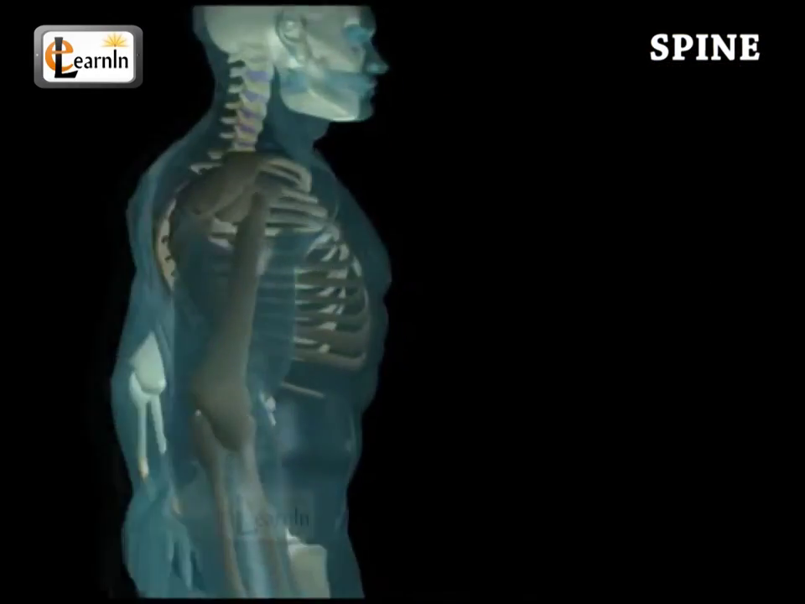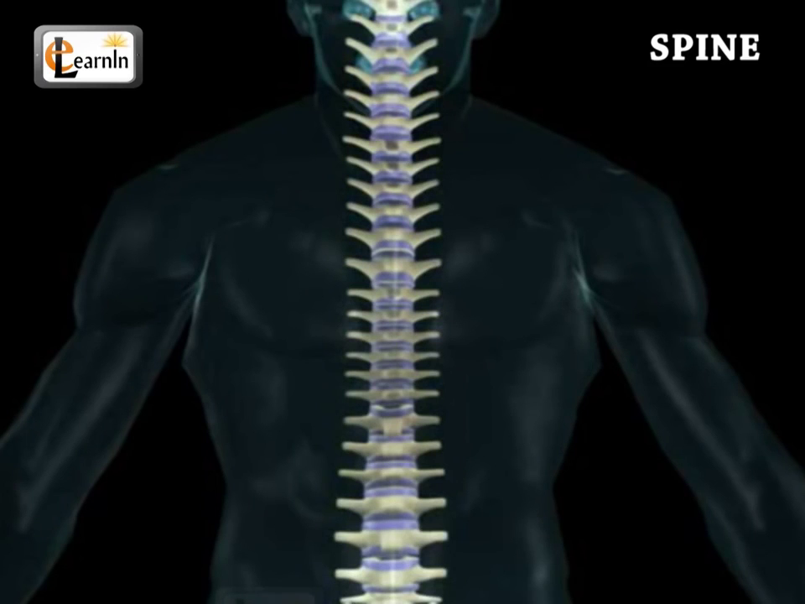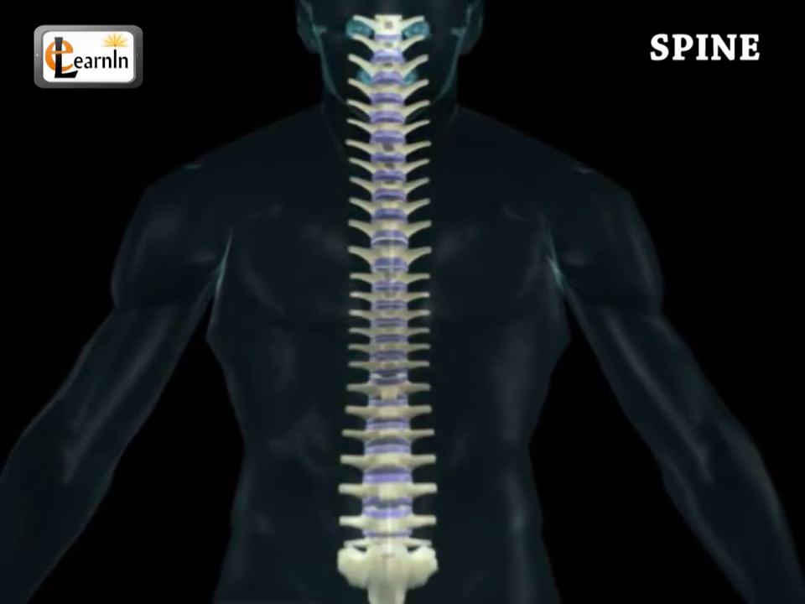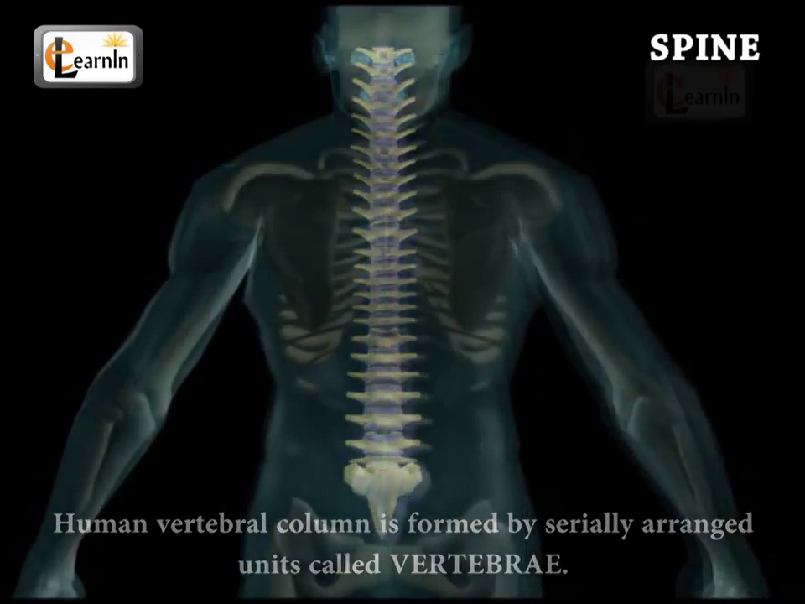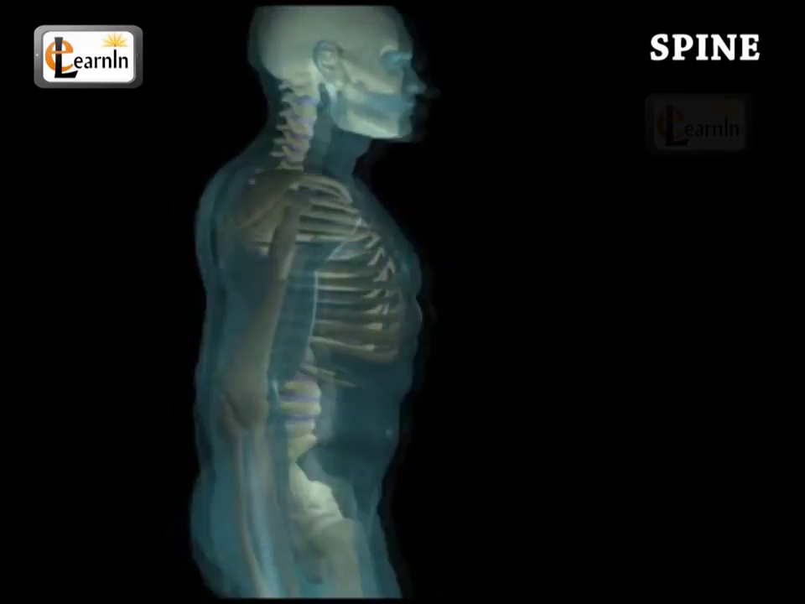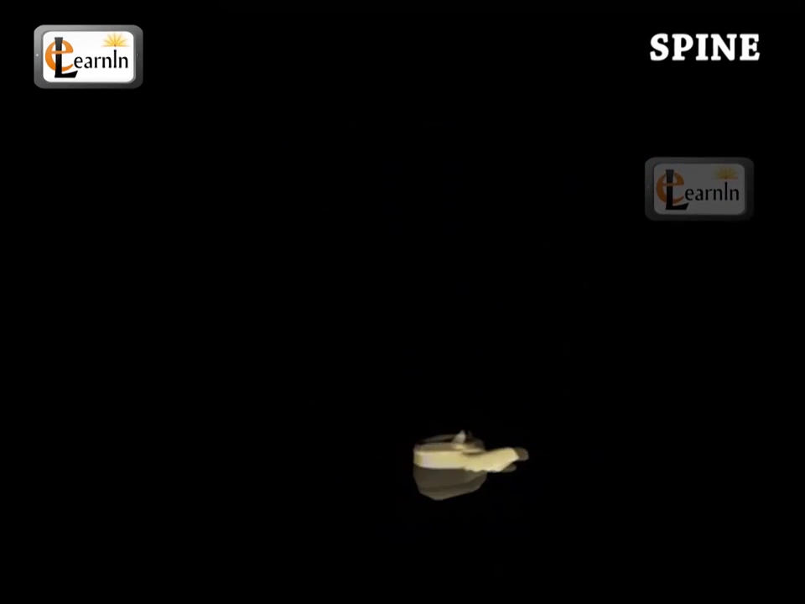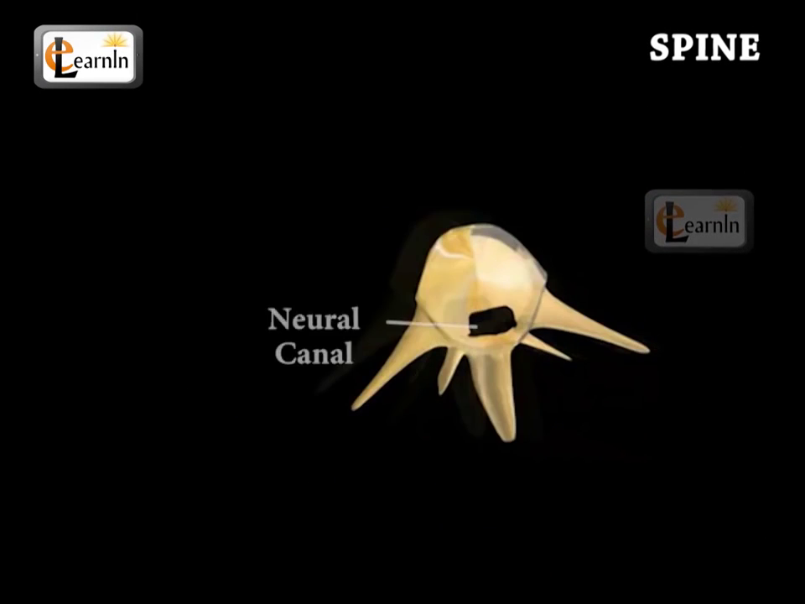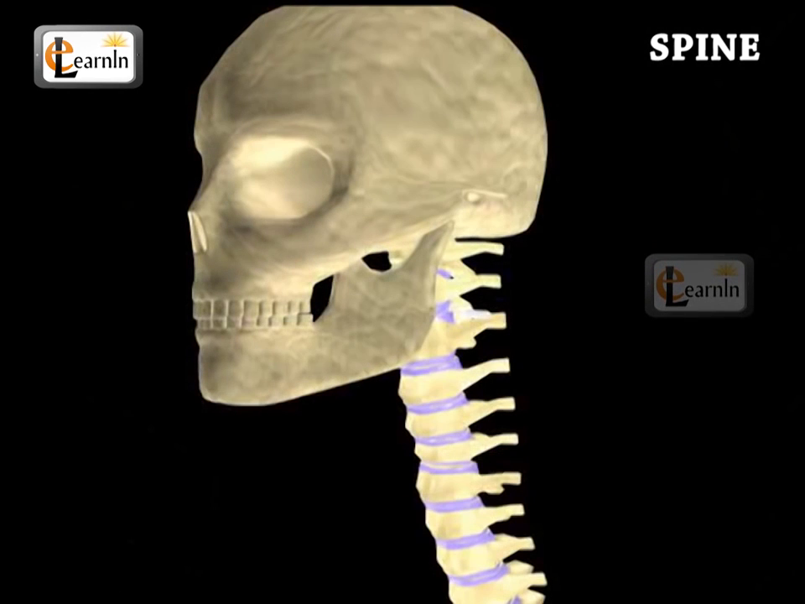The spinal cord serves as a joint for the ribs and musculature of the back. The spine is a cord-like bony structure in the human body and other vertebrates. Human vertebral column is formed by serially arranged units called the vertebrae and are inwardly placed. This vertebral column extends from the base of the skull and constitutes the main framework of the trunk. These vertebrae have a central hollow portion, which is called the neural canal. The spinal cord passes through this neural canal.